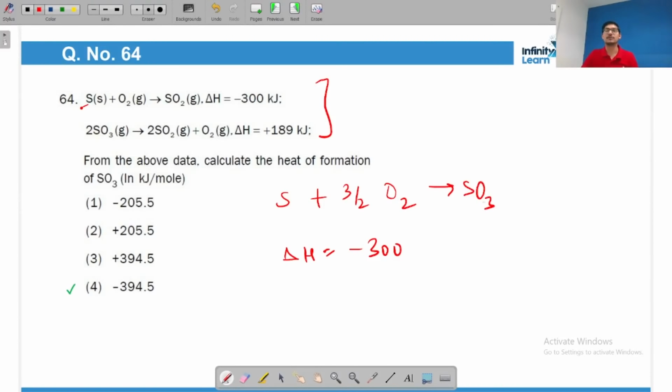And I need SO3 on the product side. So what I will do is reverse this equation and multiply it by half, so that the coefficient 2 will be gone and it will change its side. The same change will be reflected in the enthalpy. So this will be plus 189 becoming minus 189 multiplied by half. So you will see this will come out to be minus 394.5.